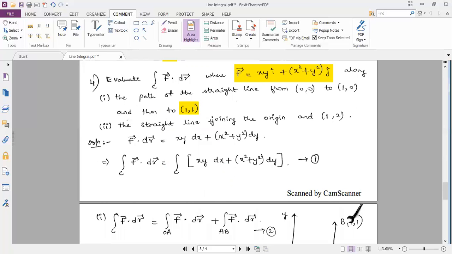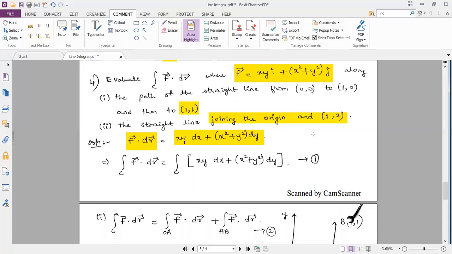The second subcase says that you also have to obtain the integral over C of f dot dr for the straight line joining the origin and 1, 2. So first let us obtain f dot dr. Given f is xy i plus x square plus y square into j plus 0k, and dr stands for dx i plus dy j plus dz k. Operating the dot product between these two, we get f dot dr is equal to xy dx plus x square plus y square into dy plus 0 dz.